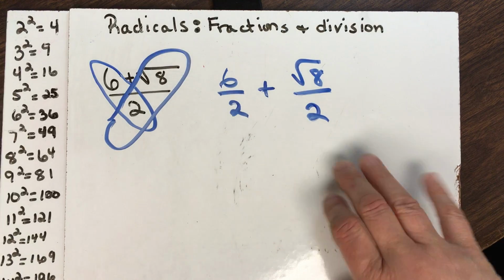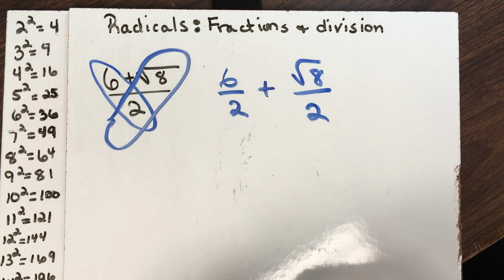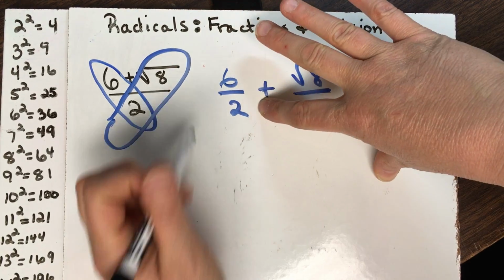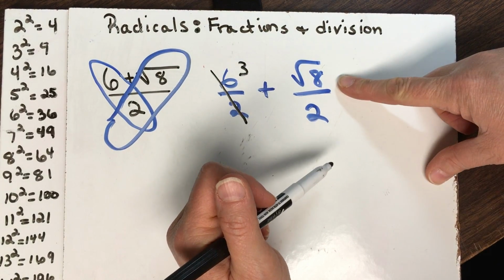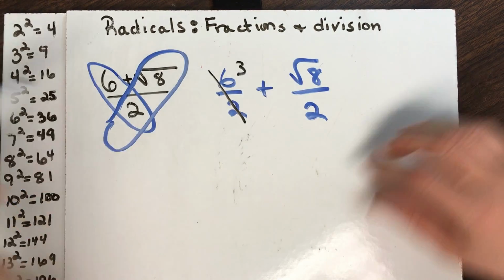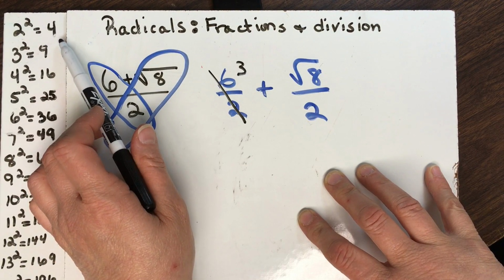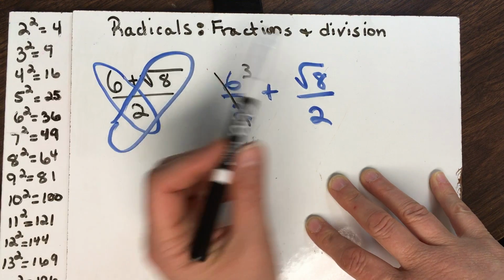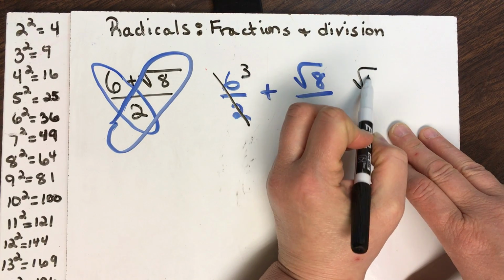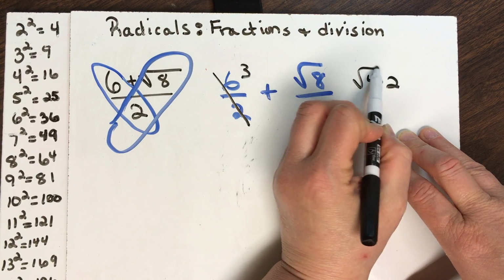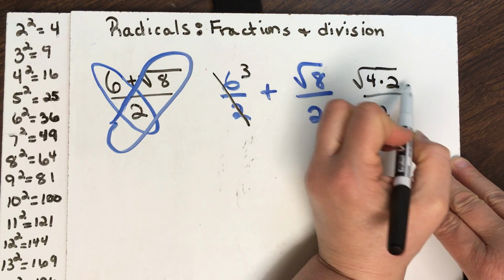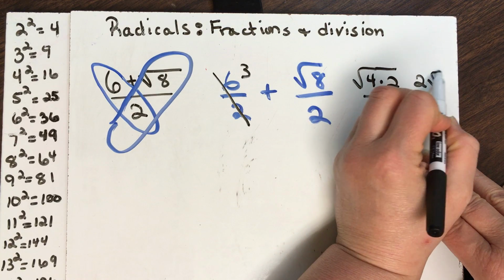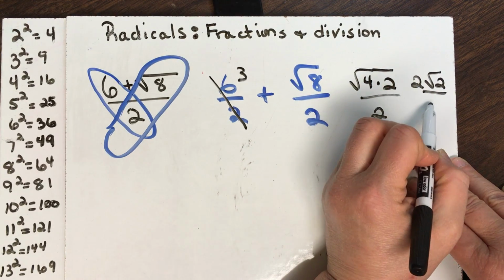Alright, so let's treat these individually. So this first one, 6 divided by 2 is 3, and then we have to simplify this. So I know my perfect squares. 4 is the one I'm going to look for. So I'm going to change this into 4 times 2, which will be, that's over 2, which will be 2 radical 2 over 2.